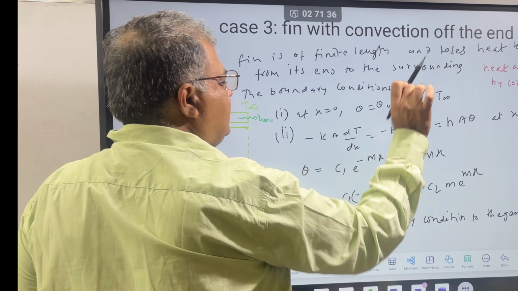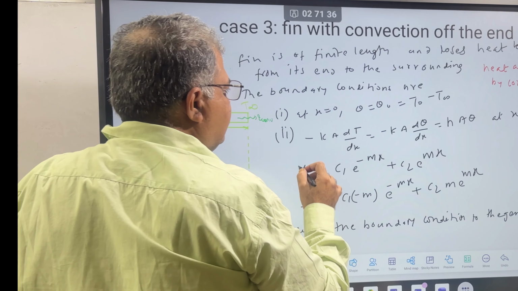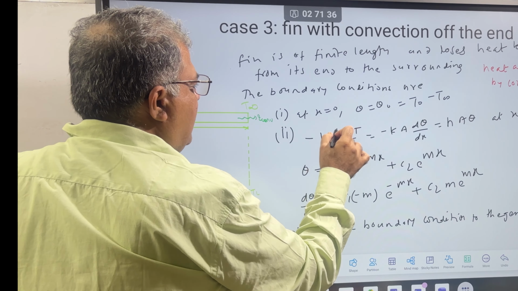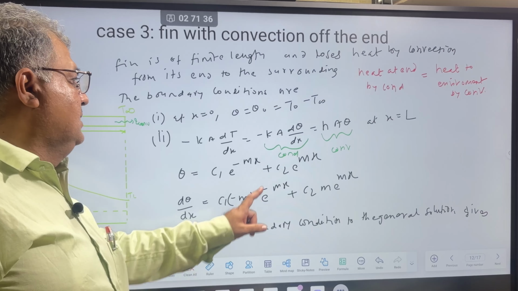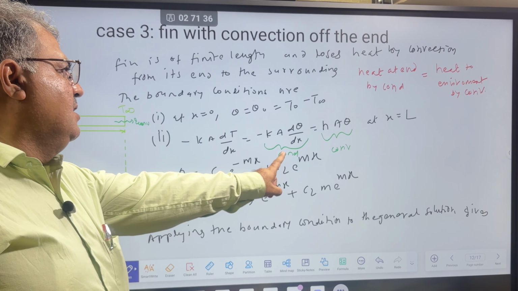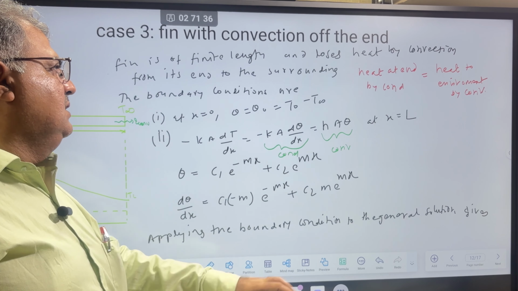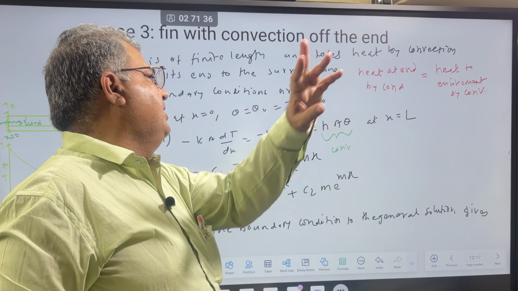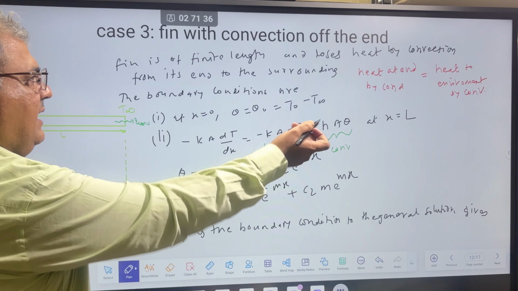First boundary condition is the same for all 3 cases. Second boundary condition is not the same. So, minus k into dT by dx: this one is the heat coming to the end of the tip by conduction, and this one is the heat lost to the environment by convection, at x equal to L.